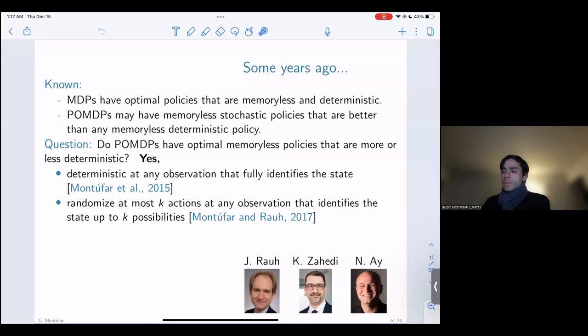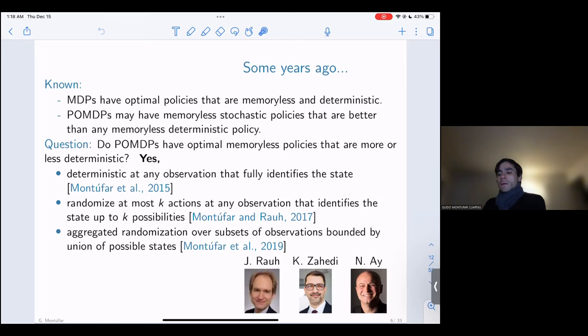Then we were able to generalize this and show that it is only needed to randomize at most k actions at any observation that identifies the state up to k possibilities. Interesting about this is that the actions that need to be randomized here potentially do not correspond to the actions that the agent would have chosen if the agent had known the underlying state. The reason being that if one is not certain about the state, one may need to be more cautious about the actions. So instead of randomizing the actions that one would pick with certainty if one knew the state, maybe one randomizes among some other more conservative actions that have a smaller risk of a catastrophic outcome. So even though these numbers match up, the relationship of the chosen actions is not necessarily obvious.